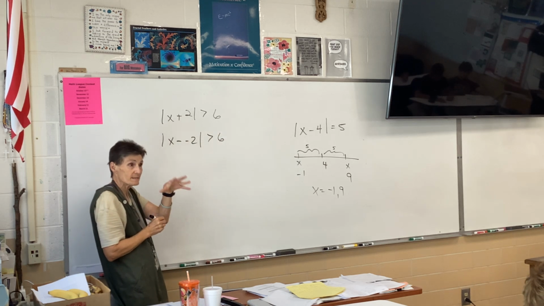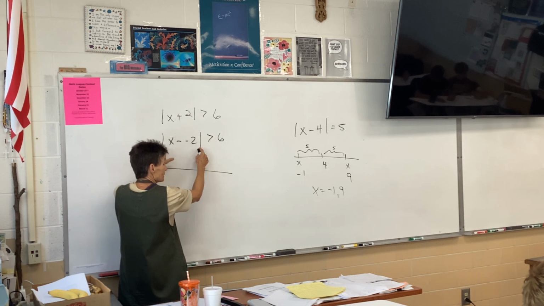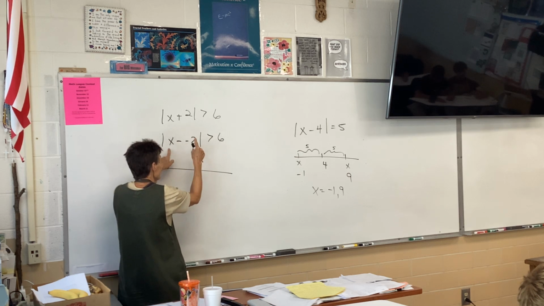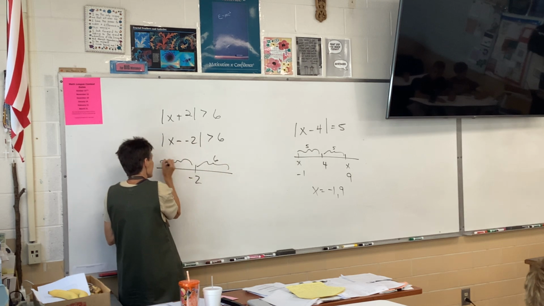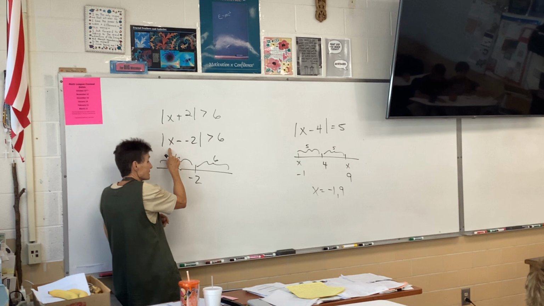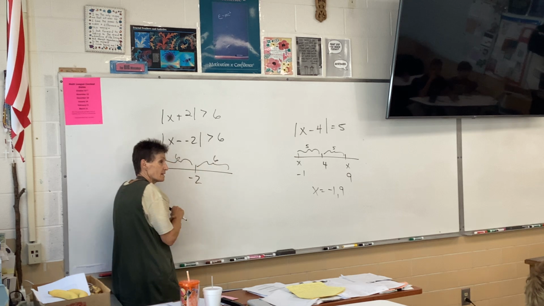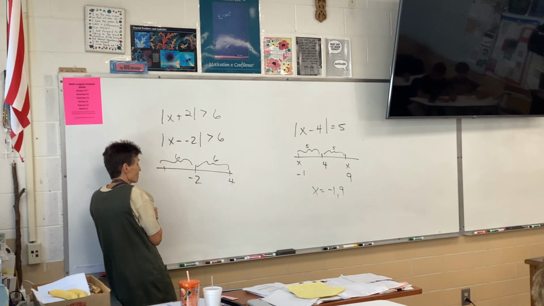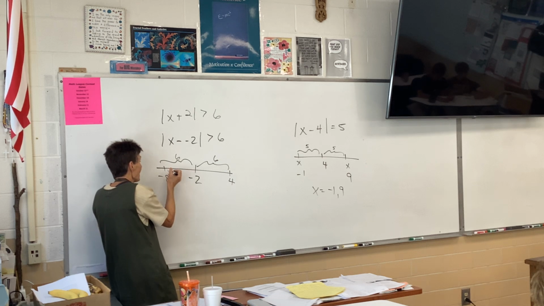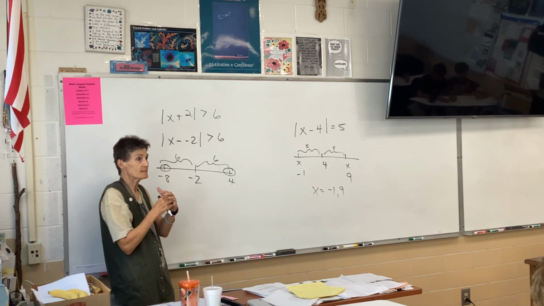So now, is it a difference? The distance between some number and -2 is more than 6. So where's that number going to be out here? 4? Or where's it got to be back here? -8. Now be careful. At those 2 points, the distance is exactly 4.